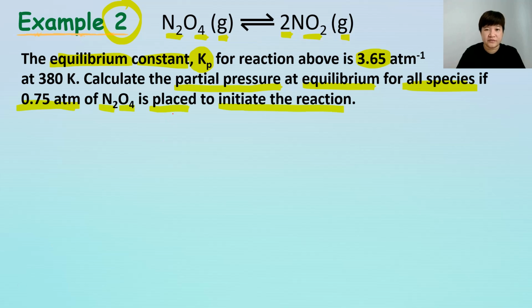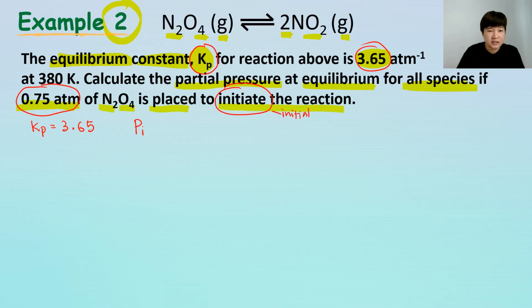So as always, we need to identify what the values given are. The first value given, 3.65, is the Kp. The second value given, 0.75 atm, is placed to initiate the reaction. Initiate over here means what? It means that is your initial, your beginning. So take out all the values. Kp given 3.65.